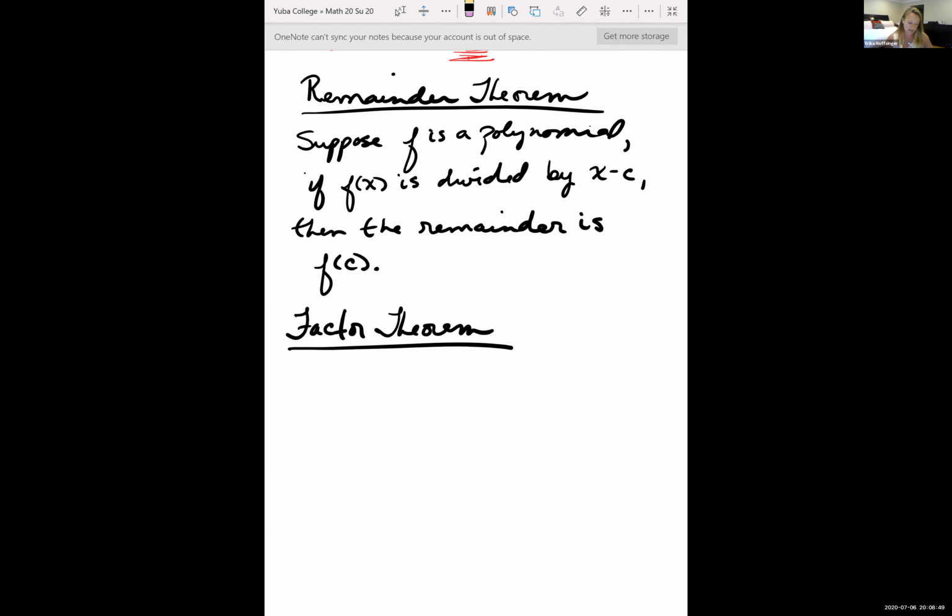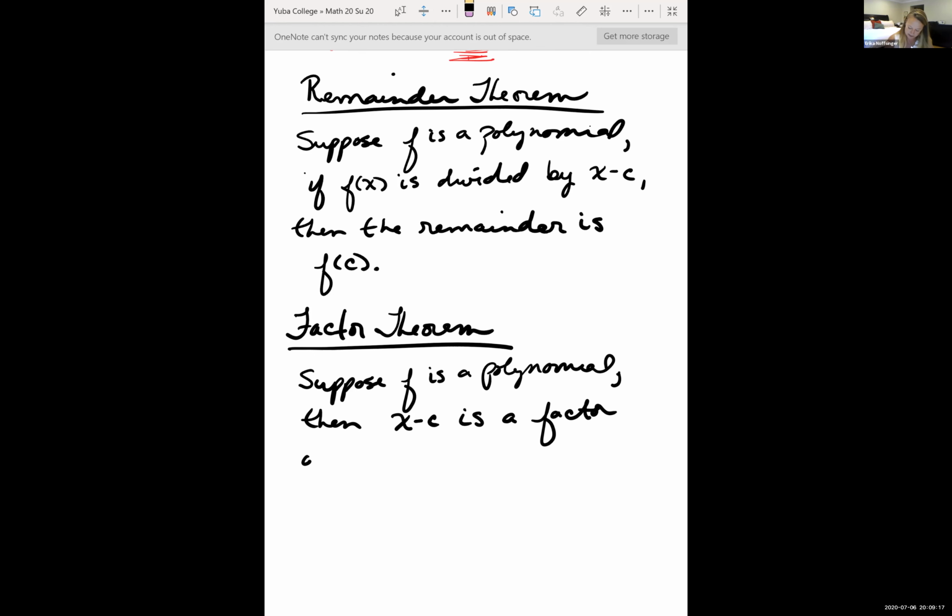So what this factor theorem says is, again, we need to suppose that our function f is a polynomial. So suppose f is a polynomial. Then x minus c is a factor of f of x if and only if f of c equals 0.